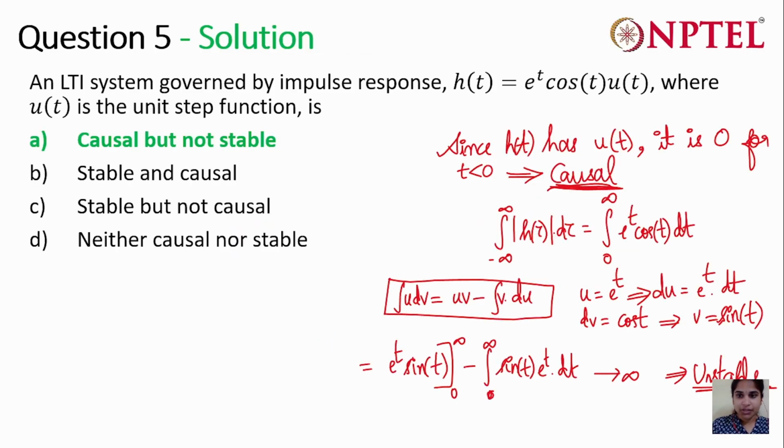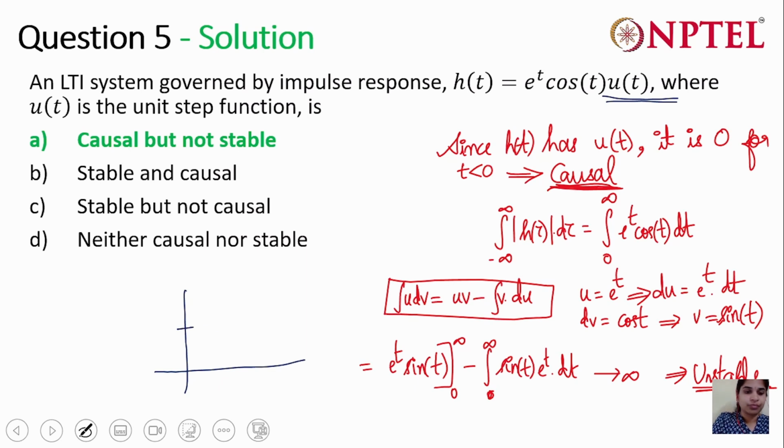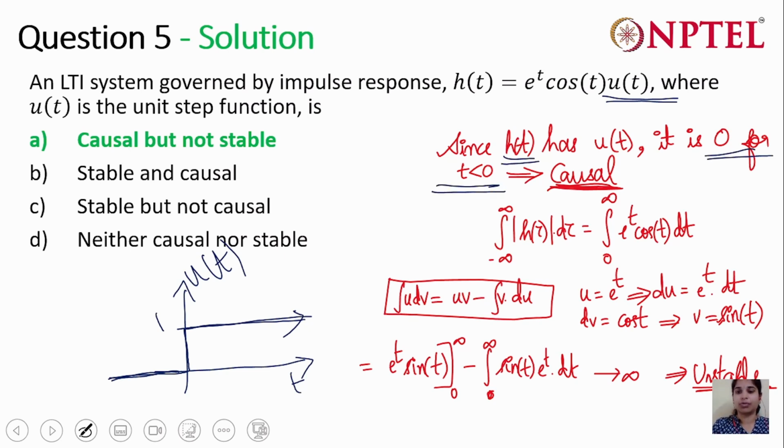Now we are checking the system h of t as e power t cos t into u of t. First, it has u of t. How does u of t look? For t less than 0, it is 0 and it exists only for t greater than 0. This is u of t. So h of t has a u of t term, which means h of t is 0 for t less than 0. So the system is directly a causal system.